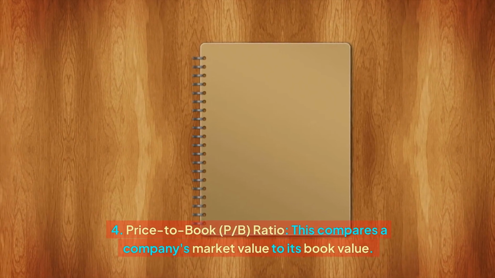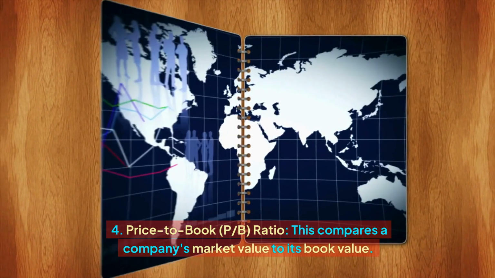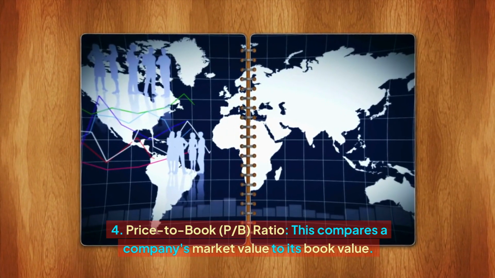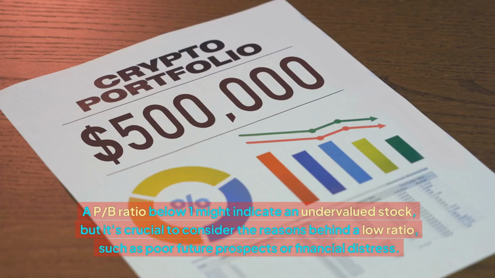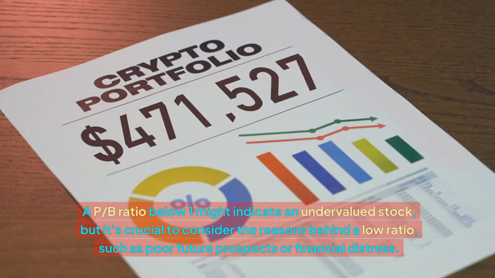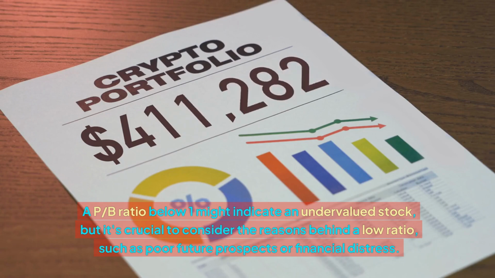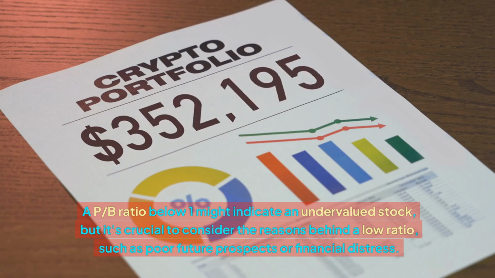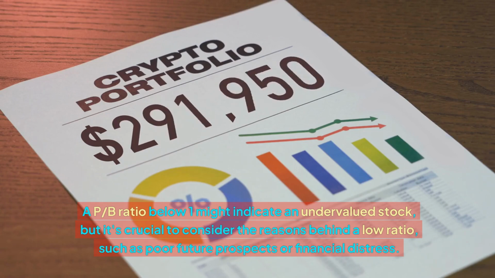4. Price to book, PB, ratio. This compares a company's market value to its book value. A PB ratio below 1 might indicate an undervalued stock, but it's crucial to consider the reasons behind a low ratio, such as poor future prospects or financial distress.